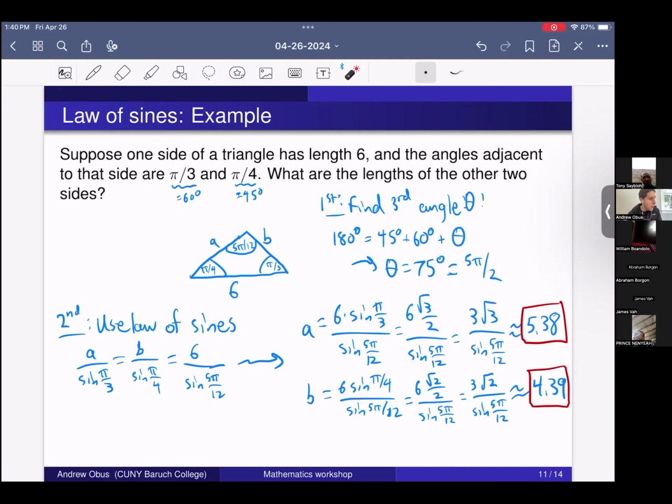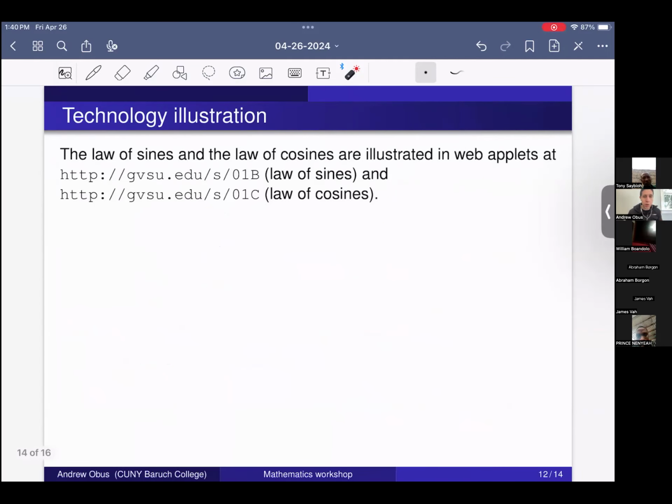Okay, great. So the last thing I want to do is just show you there are some nice computer animations that you can use to see these things. GVSU is a college in the United States called Grand Valley State University. He has these very nice applets that illustrate the law of sines and the law of cosines. So I'm going to share my screen with you and show you these.